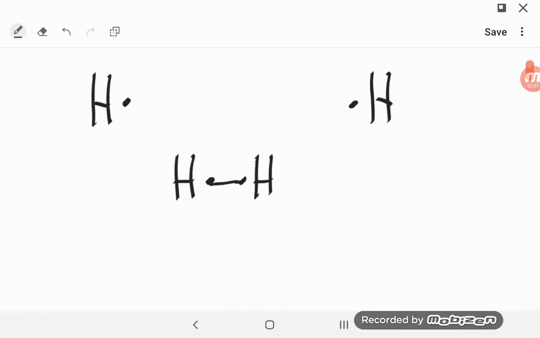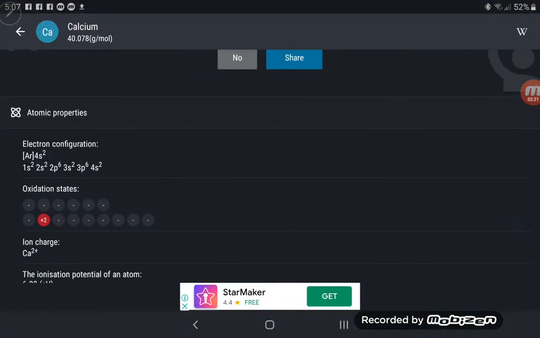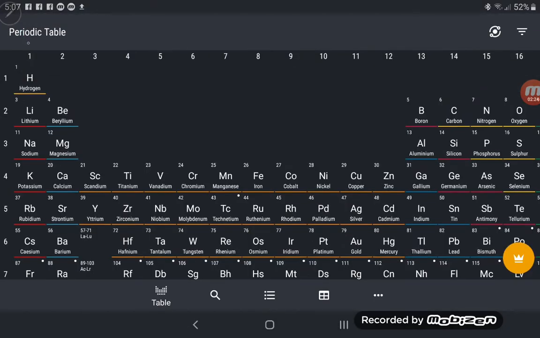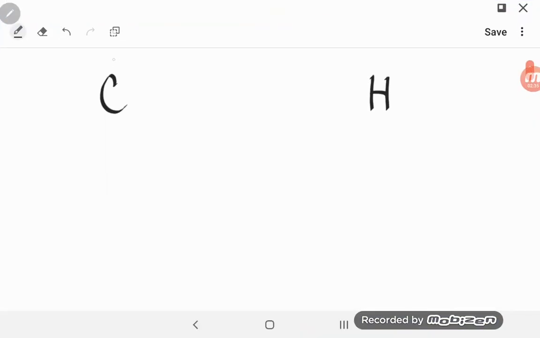Let's have the second example. The second example would be bonding between carbon and hydrogen. So let's go back to our periodic table of elements to see how many valence electrons carbon and hydrogen have. So obviously hydrogen has only one, while carbon has 4. 1, 2, 3, 4. So let's write now the Lewis dot notation for carbon. Since carbon has 4, we'll write it around the element symbol, carbon.